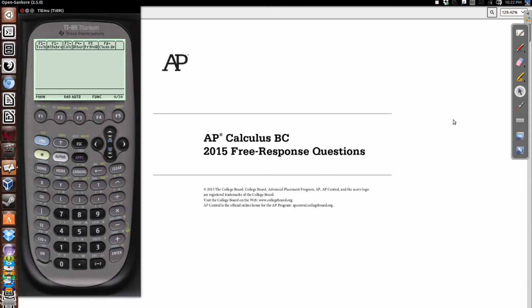So I kind of wanted to talk through these problems, maybe talk a little bit about where I think the points will be coming from, and kind of demonstrate how to do this one way or another. So we're going to start with problem number 1.